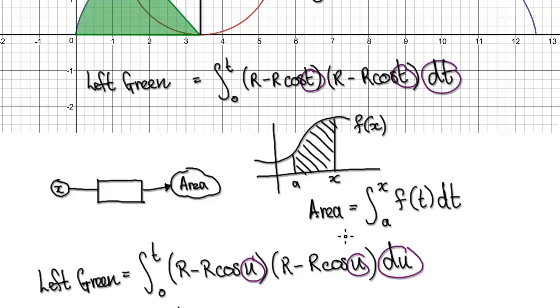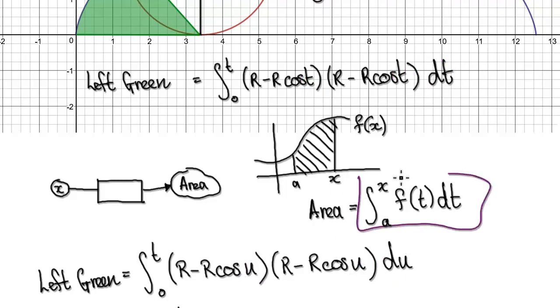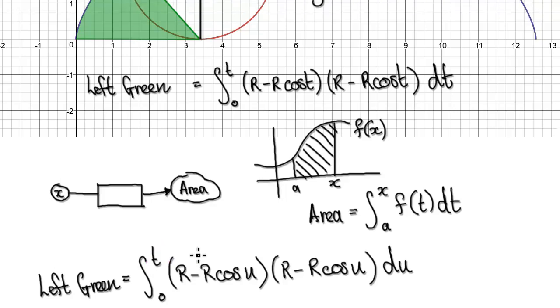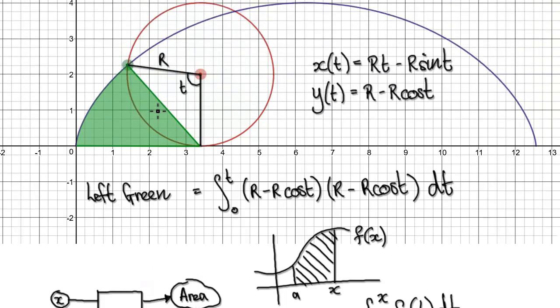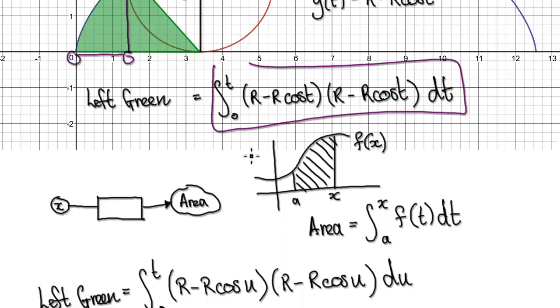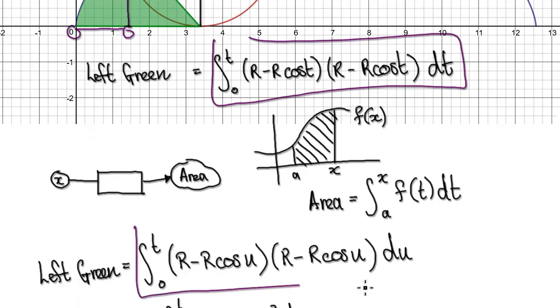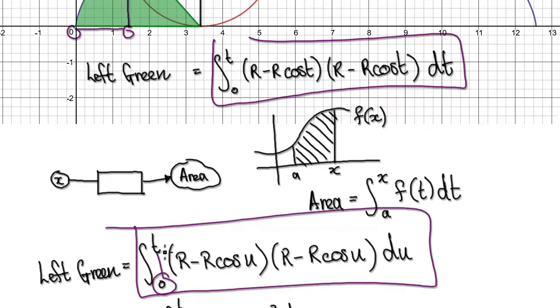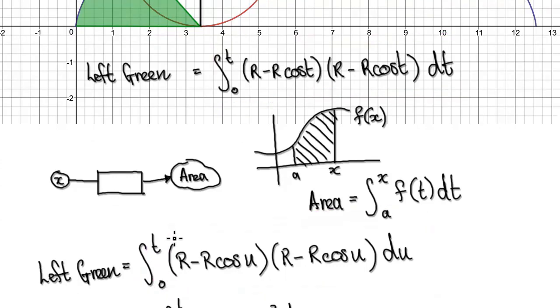So now we have created something where we insert a variable t, and this area here, from 0 to t, is not given by this, but given by this. Okay, from 0 to t. I will continue in the next video.